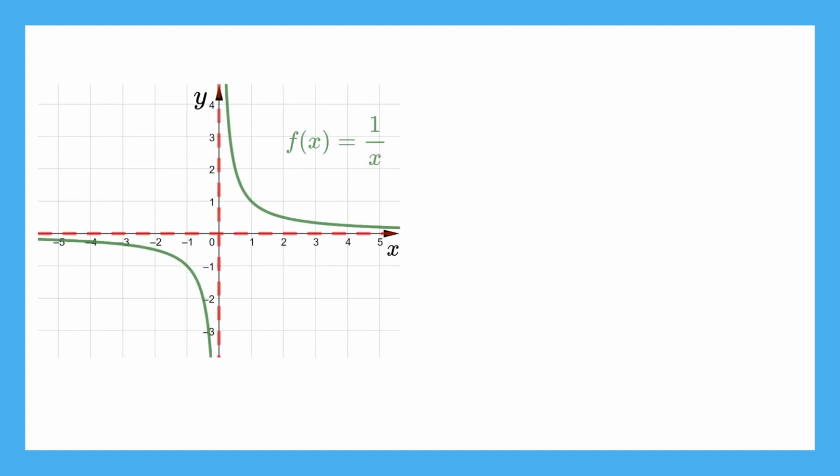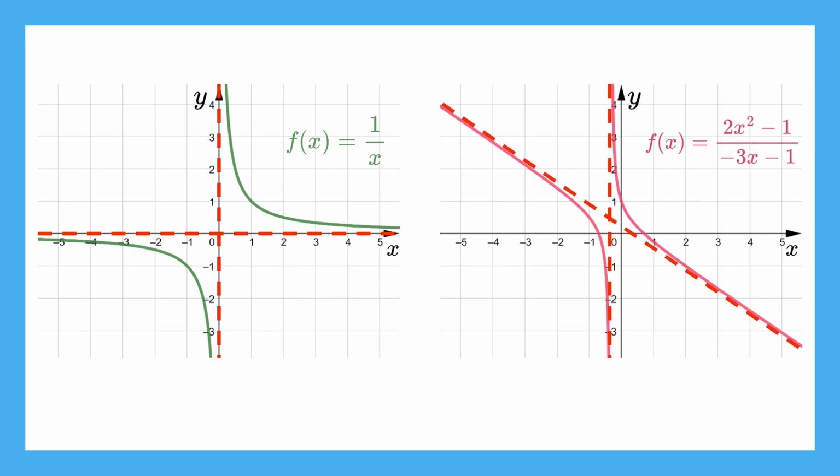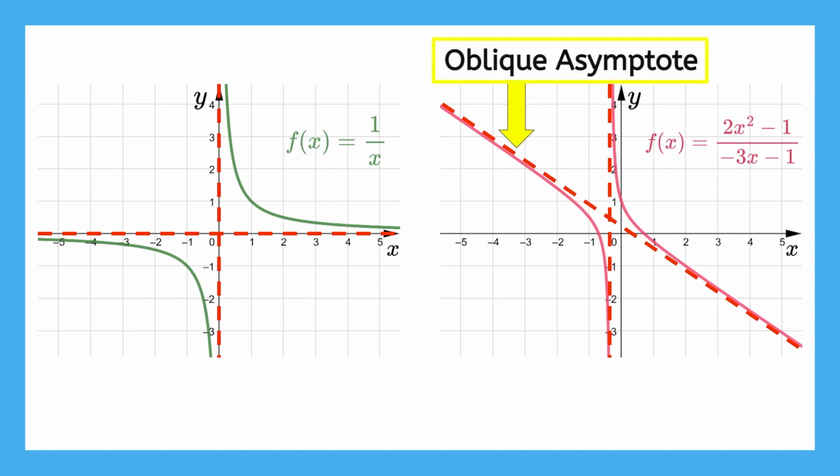To this point, we've only seen vertical or horizontal asymptotes. The function 1 over x has both, as do many other rational functions. But this function has an asymptote that's slanted. The official name for this sort of asymptote is an oblique asymptote. You may also see it called a slant asymptote. The word oblique actually just means slanting.